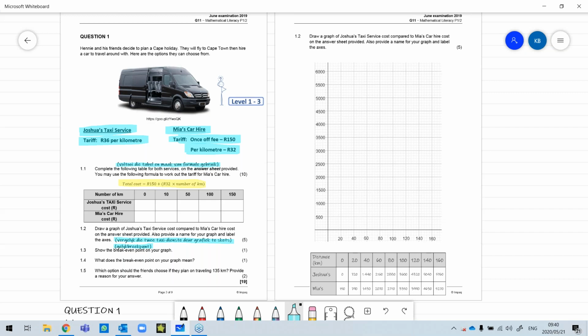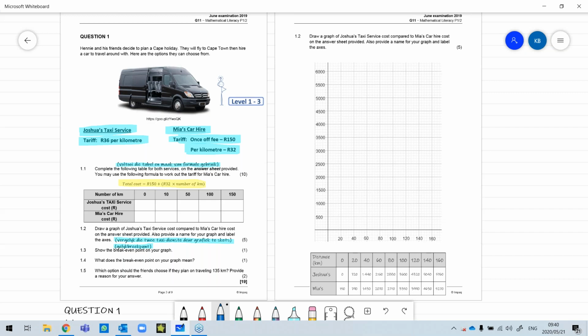You may use the following formula to work out the tariff for Mia's car hire. Now, extremely important, guys, that you make use of the formula provided here. So they give it to you just to help and assist you. And if you are not going to make use of it, you might actually lose marks because you're going to make use of wrong calculations. Now, let's start off. Just to save some space, we are not going to use the answer sheet, but I'm going to use the table right below the question statement.